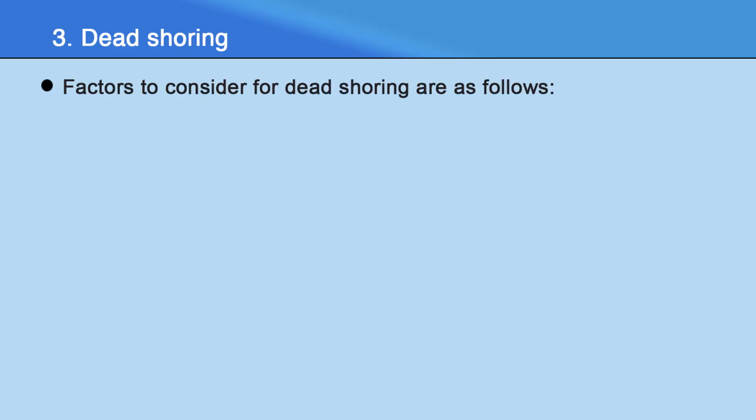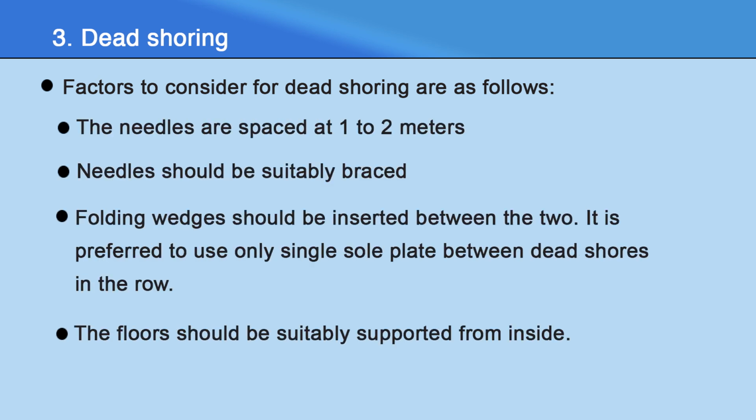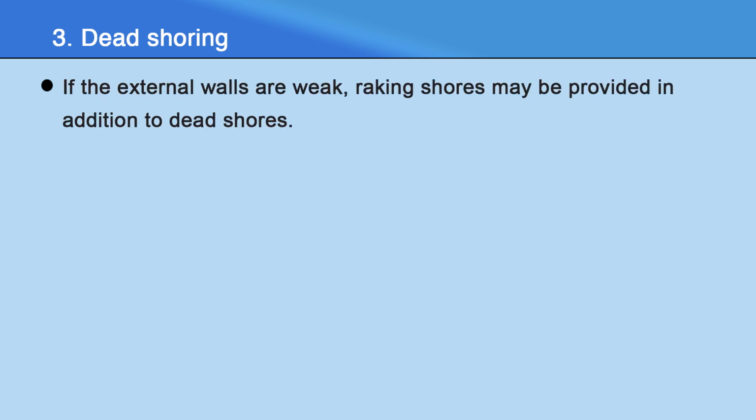The factors to consider for dead shoring are as follows. The needles are spaced at 1 to 2 meters. The needles should be suitably braced. The folding wedges should be inserted in between the two. It is preferred to use only a single sole plate between the dead shores in a row. The floor should be suitably supported from inside. If the external walls are weak, rack shoring may be provided in addition to the dead shores.